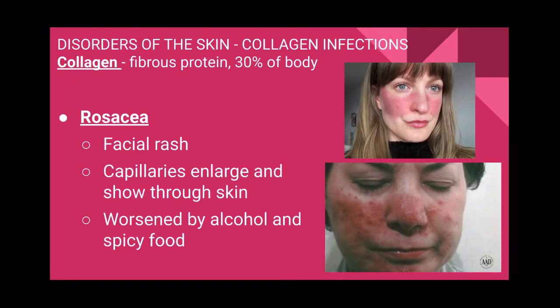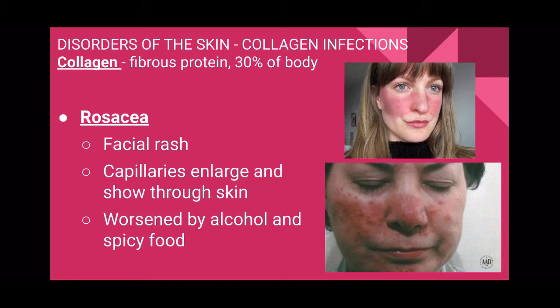Now we're going to move into collagen-related diseases. And remember that collagen is a fibrous protein that makes up about a third of your total body protein. So collagen-related diseases are going to have a really dramatic effect all over the body. The first one we are going to talk about is rosacea.